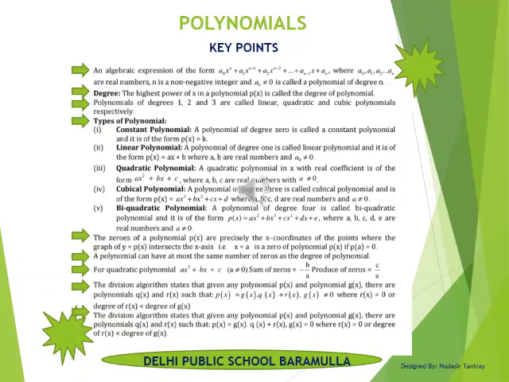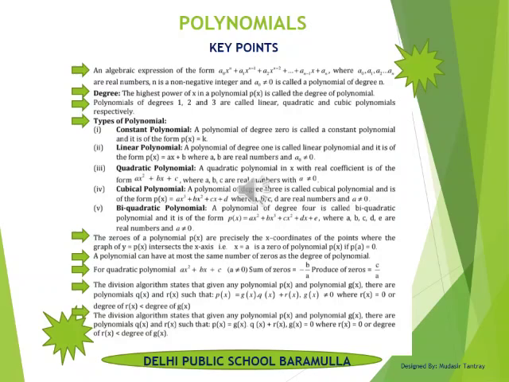Quadratic polynomial. A quadratic polynomial in x with real coefficients is of the form ax^2 + bx + c, where a, b, c are real numbers with a not equal to 0. Here a is the coefficient of x^2, b is the coefficient of x, and c is the constant term.